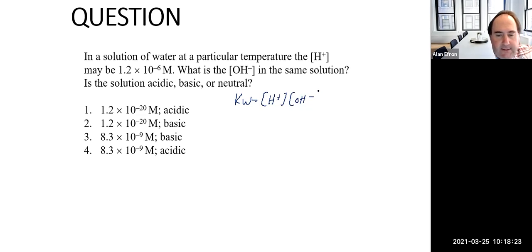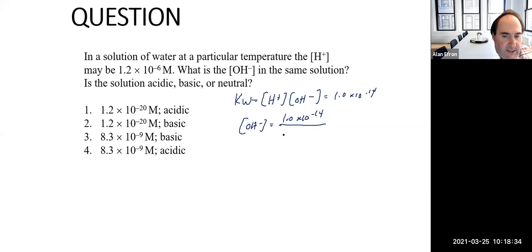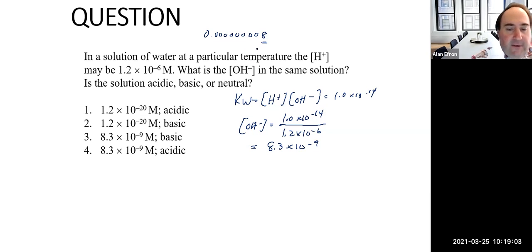That is going to get us our OH minus equal to our KW value divided by our H plus concentration, which in this case is 1.2 times 10 to the minus 6. Again, we want to make sure that we are using our exponent button here. And if you do that, you do end up with 8.3 times 10 to the minus 9. If your calculator is not in scientific notation, you ended up with a bunch of zeros and an 8 probably at the end. So that's maybe what you ended up with if your calculator was not in scientific notation.